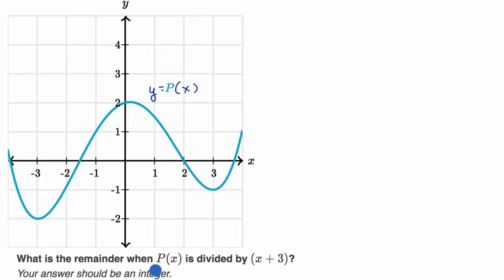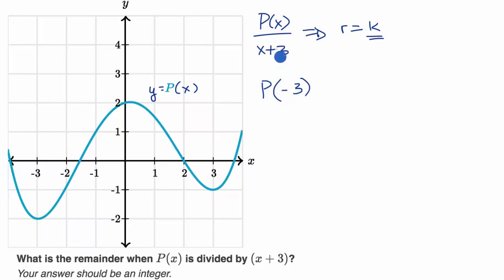So as you might have assumed, this will involve the polynomial remainder theorem. And all that tells us is that if we were to take p of x and divide it by x plus 3, whatever the remainder is, let's say the remainder is equal to k, that value k is what we would have gotten if we took our polynomial and evaluated it at the value of x that would have made x plus 3 equal 0, or just what would happen if I evaluated our polynomial at x equals negative 3. You have to be very careful there.